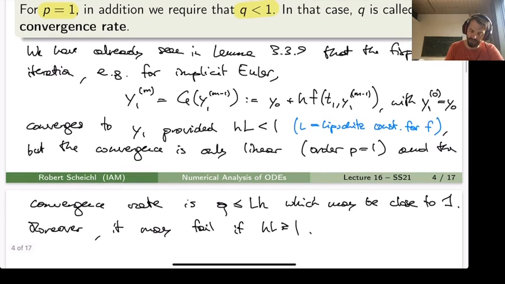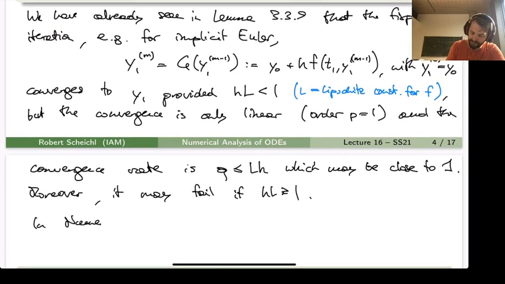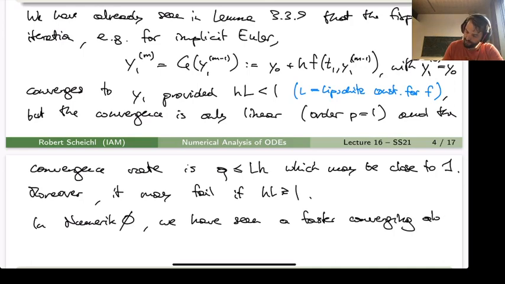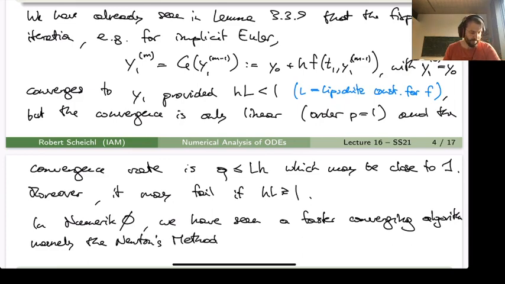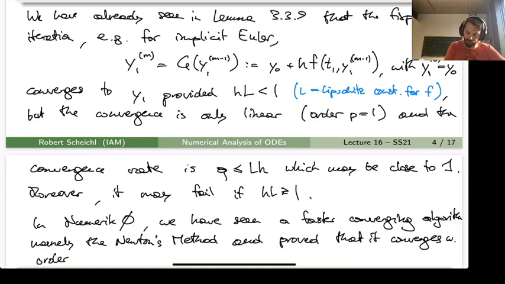So in Numeric 0, and so I'm repeating myself for the third time, we've seen already a faster converging algorithm, namely Newton's method, and proved that it converges with order p equals 2 for sufficiently good starting guesses.